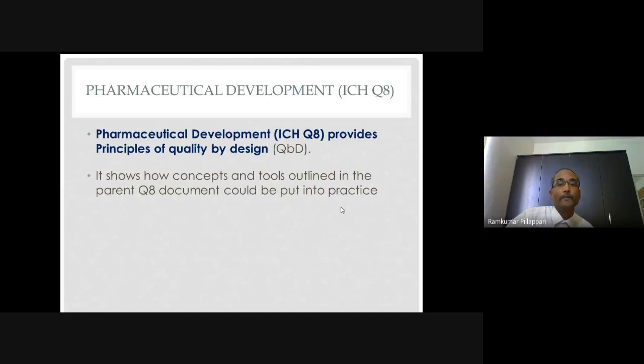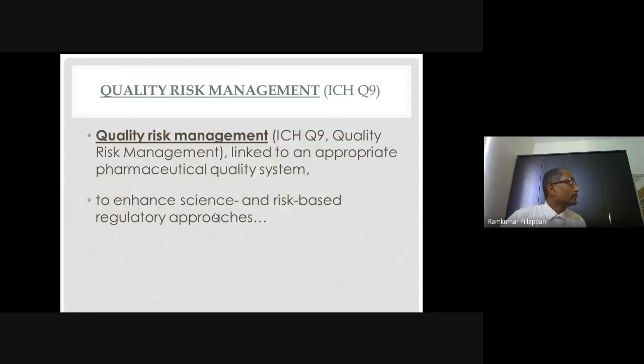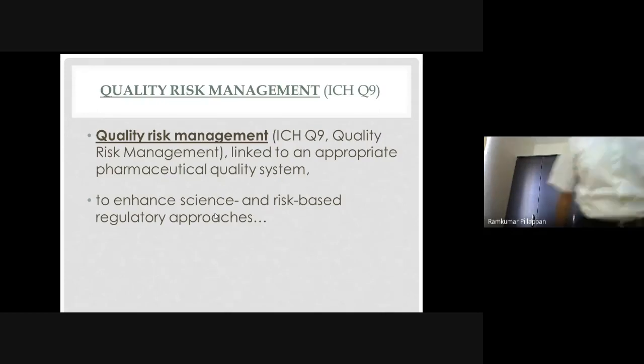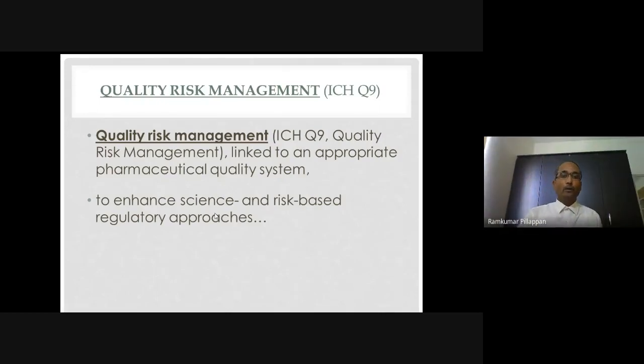different concentrations. See, the ICH guideline, that is Q8, helps in quality by design. I'm not going into detail of QbD, which is a subject in itself, but it helps in Q8 documentation, where the product is designed in such a way that the quality is designed into the product itself. Quality risk management. ICH Q9, quality risk management, includes enhanced scientific and risk-based regulatory approaches. This is again a paradigm change in the pharma industry.